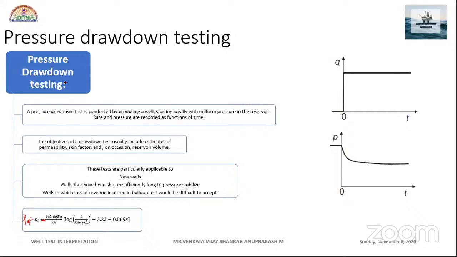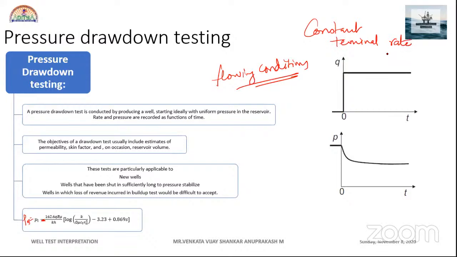So this drawdown testing is done at a flowing condition. At what flowing condition? Constant terminal rate. At a constant terminal rate, we will be observing what is the flowing condition through your pressure response. The pressure drawdown test is conducted by producing a well, starting ideally with a uniform pressure in the reservoir.